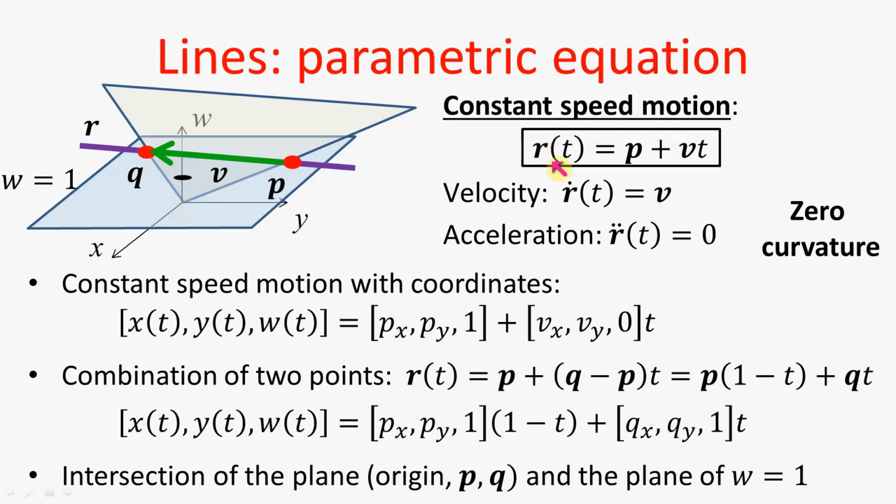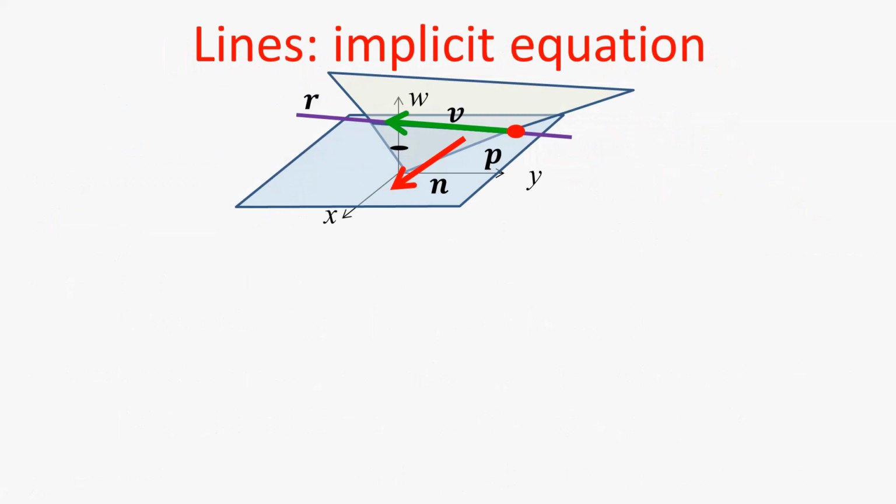This equation is called the parametric equation of the line because we have a scalar parameter which might be interpreted as the time. There is another way of expressing the points belonging to a line. We can use an implicit form which doesn't have any extra parameters. So far, we have defined the line as a constant speed motion.